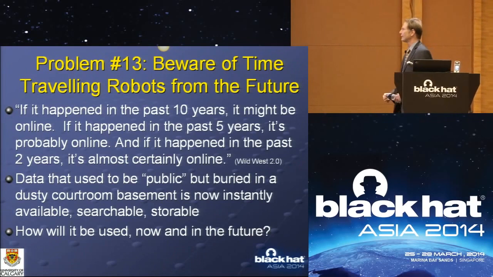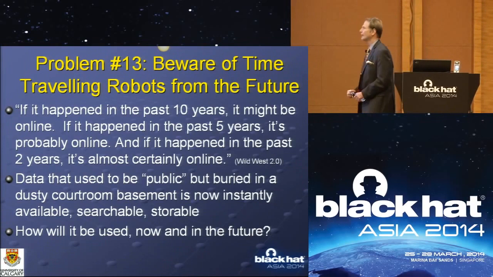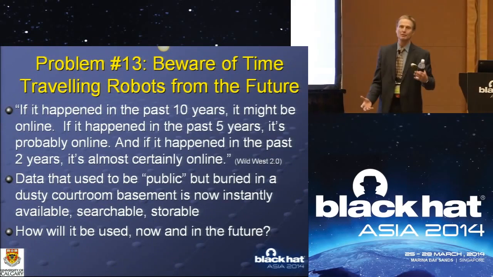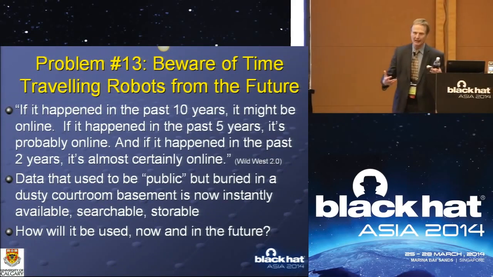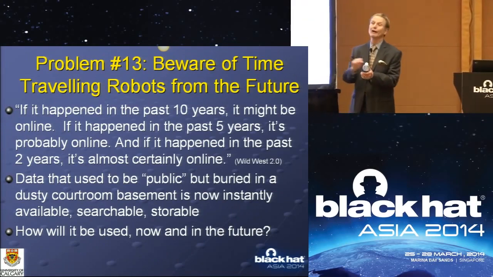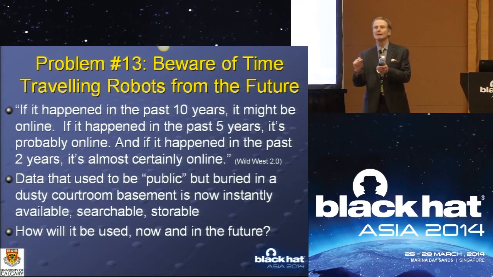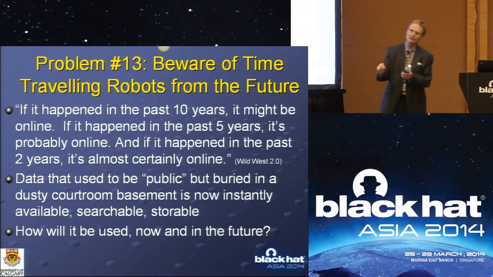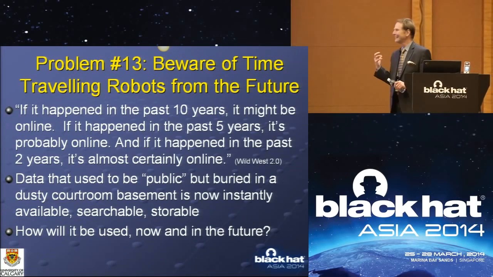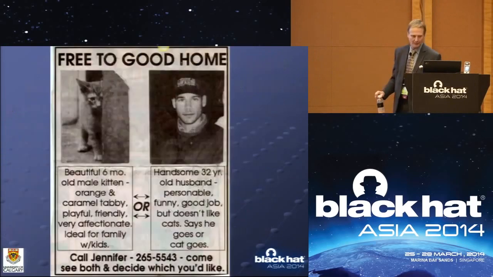If it happened in the past 5 years, it's probably online. If it happened in the past 2 years, it's almost certainly online. So data that used to be public but buried, like divorce judgments that are in a file in the basement of a court, are now being digitized. ChoicePoint actually sends high school students with notebooks to handwrite, because they can't photocopy them, people's divorce judgments to find out who got the car, who got the dog, and so on. So all kinds of data that nobody cared about before is being digitized and sucked up.